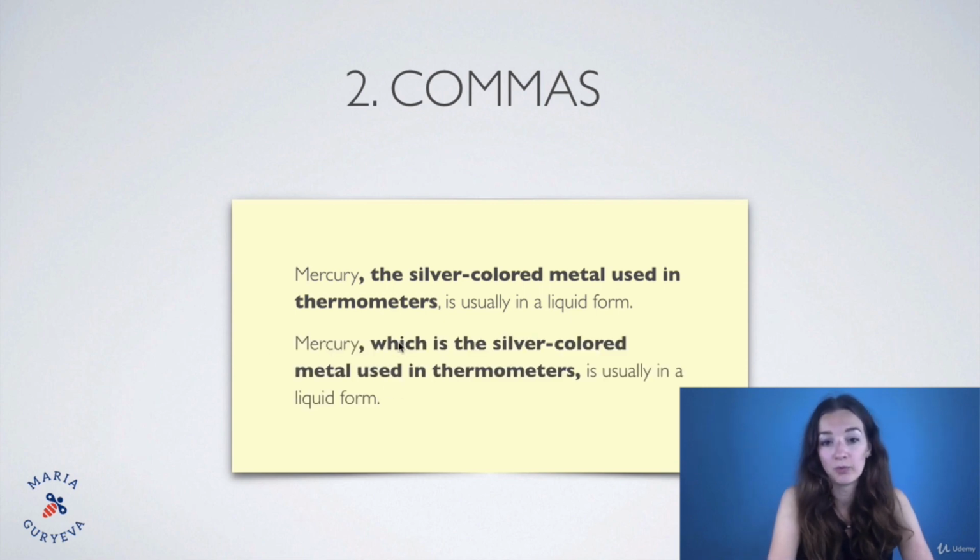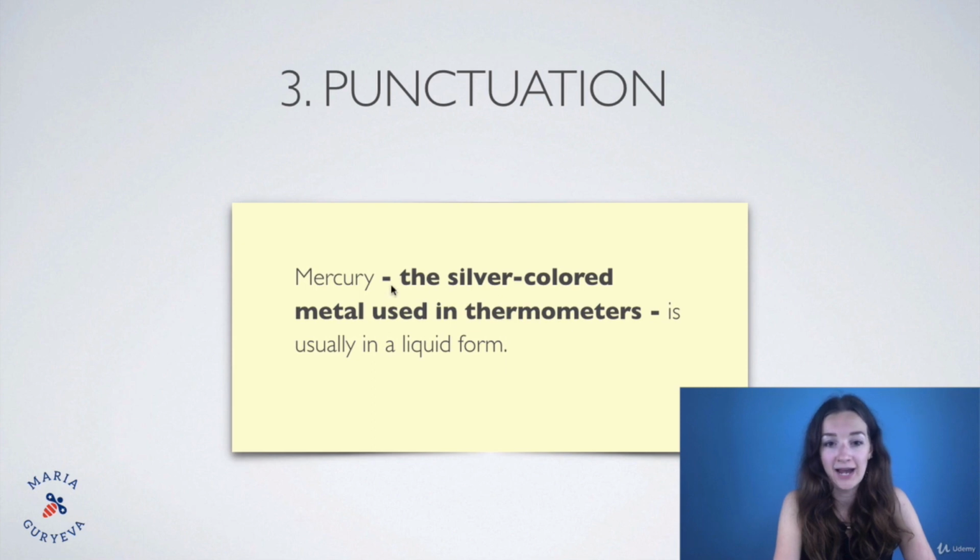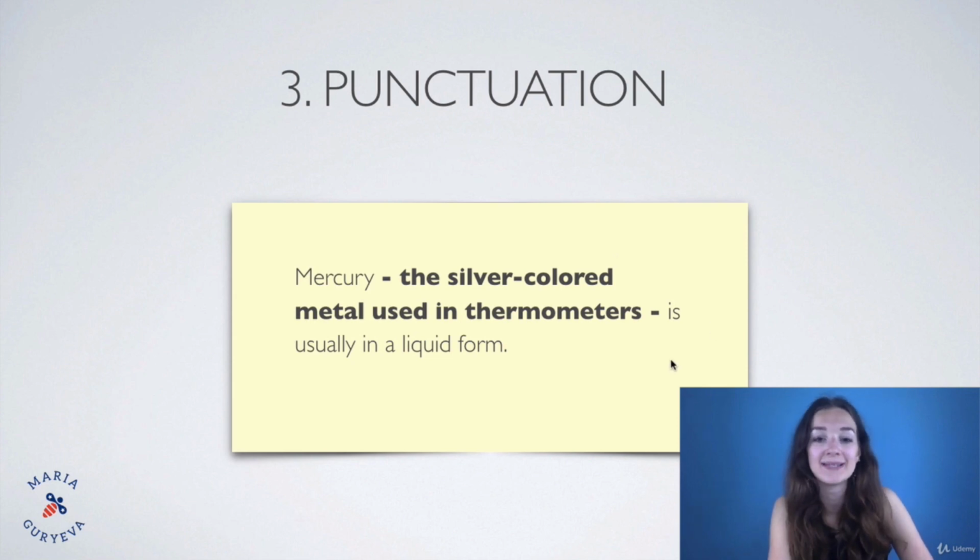Sometimes it can be the words "which is." So this is even better, even more obvious: "which is," and then we have the definition of mercury. All right, also some other punctuation can help us understand the meaning of the word. For example, dashes: "Mercury, dash, the silver-colored metal used in thermometers, dash." So that's the same thing, right? We have the definition and it is covered from both sides with a dash, so it can help us understand the definition of mercury.